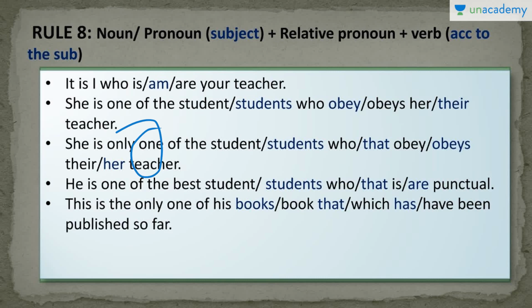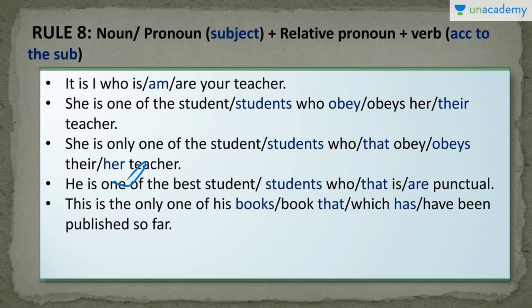Between obey and obeys, which is singular? Obviously, obeys is singular. I just told you that a verb with s or es is singular. So I will choose obeys. And between their and her, which is singular? Her is singular. Therefore, the sentence becomes: she is only one of the students who or that obeys her teacher.